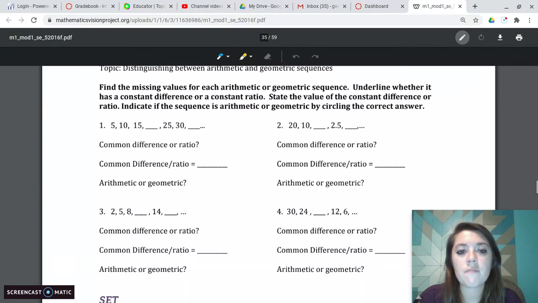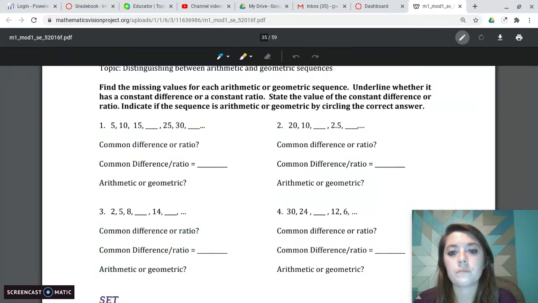So we want to find the missing values for each arithmetic or geometric sequence. So they could be either or. Then underline whether it has a constant difference or a constant ratio. State the value of the constant difference or ratio. And indicate if the sequence is geometric or arithmetic by circling the correct answer.